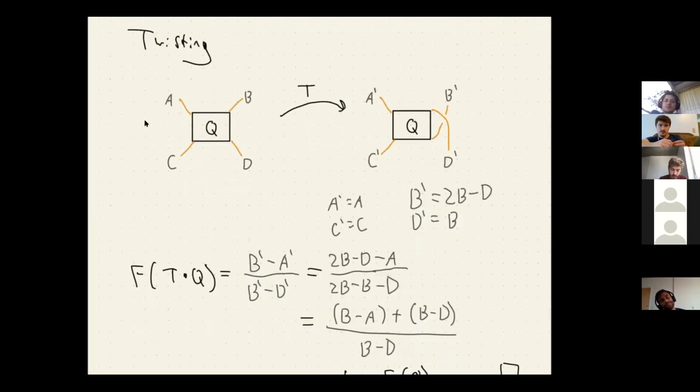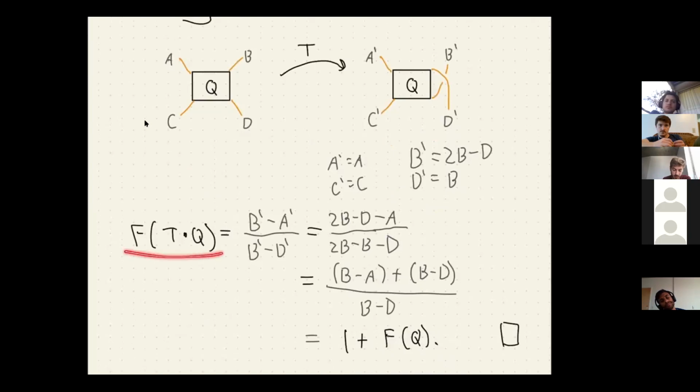Okay, so now if we go ahead and compute the fraction, what do I get? B prime minus A over B prime minus D. This is again just using what we observed here. And then I split this up and I figure out that it's 1 plus f of q, which is again what I expect to happen to the fraction when I add to it. Okay, so this is great.